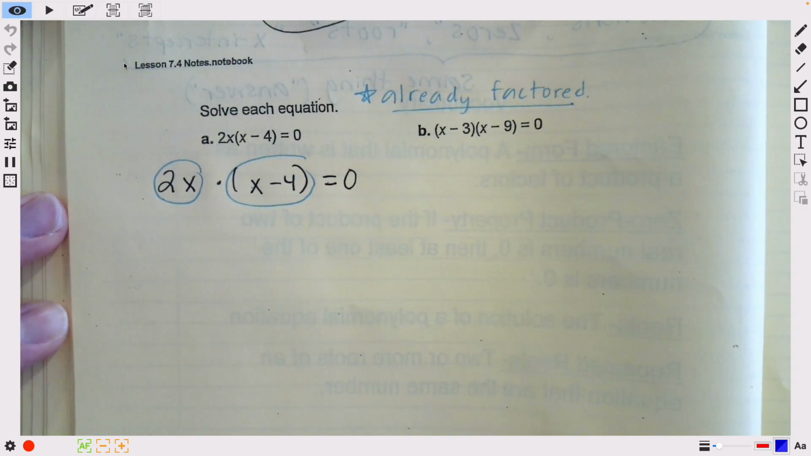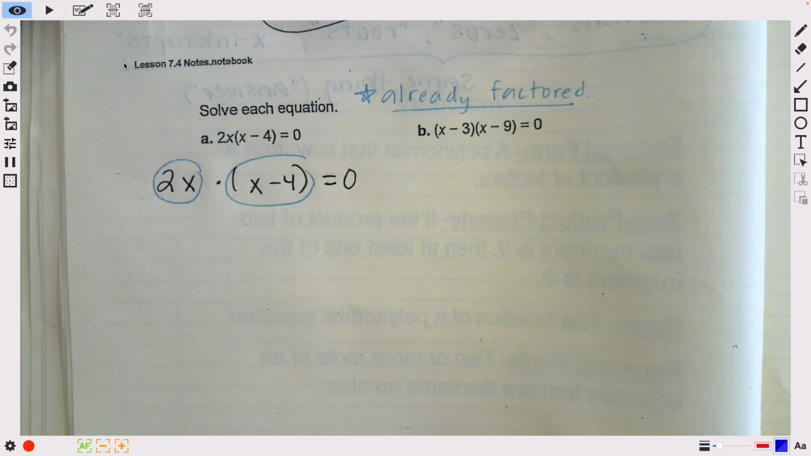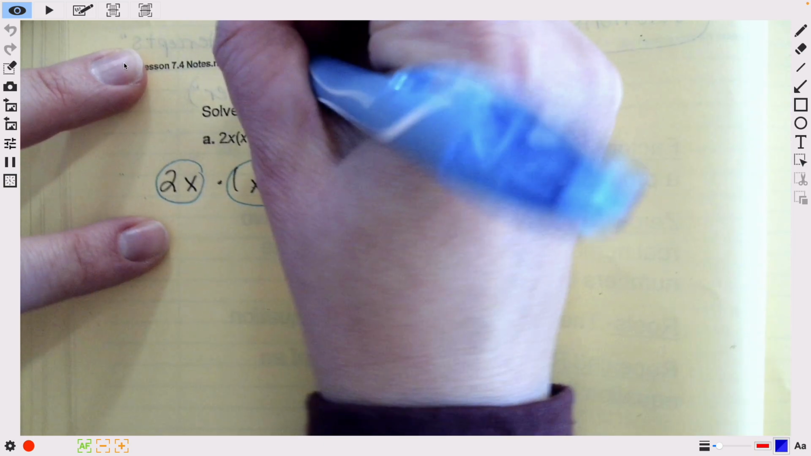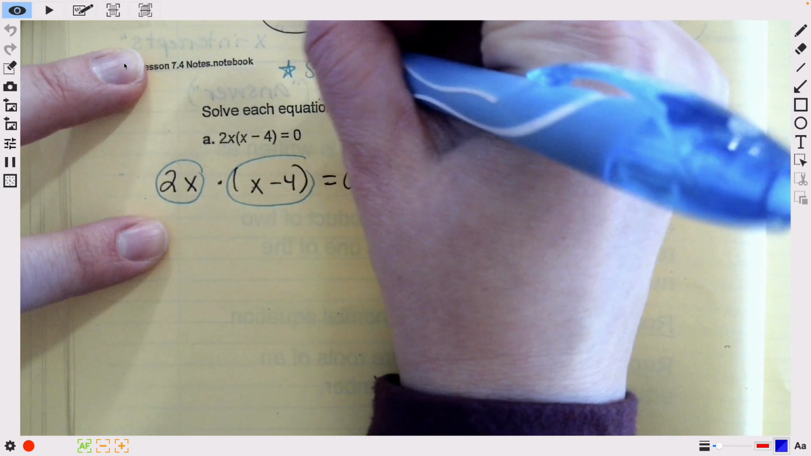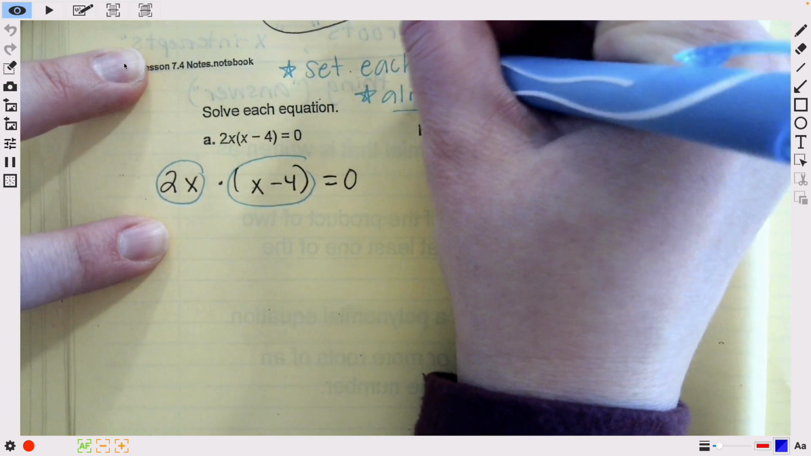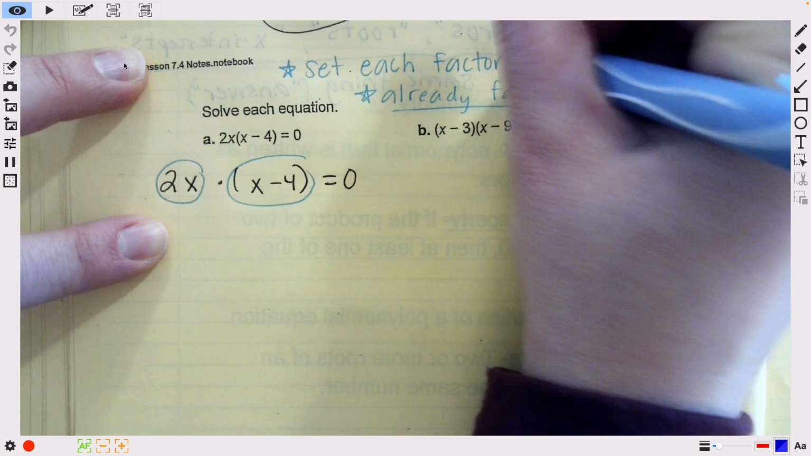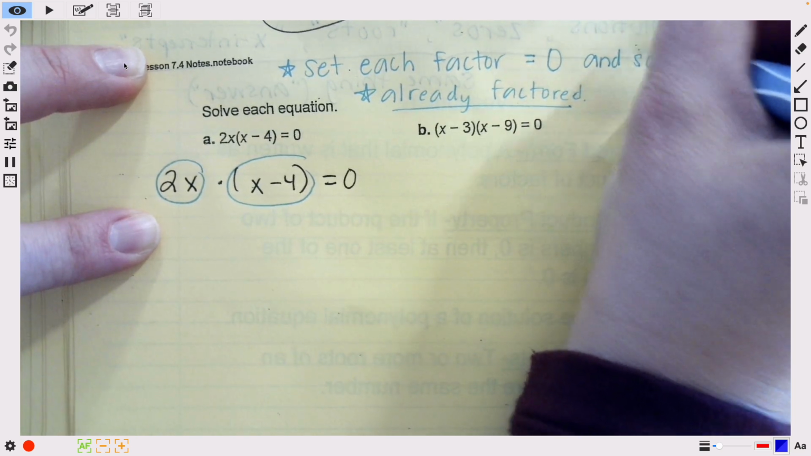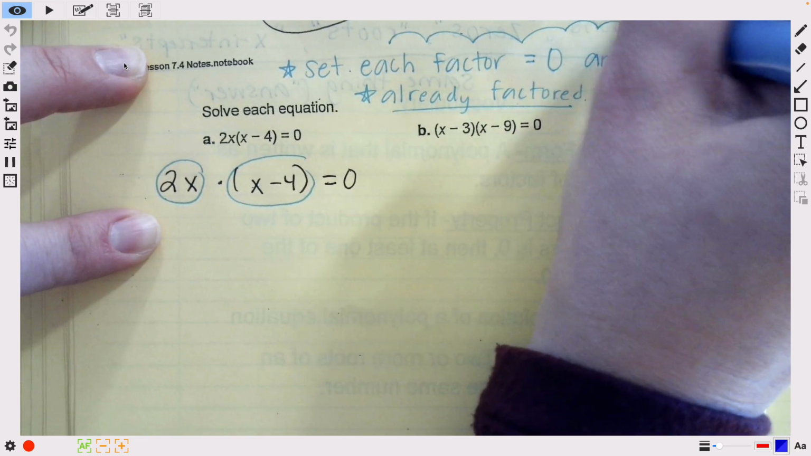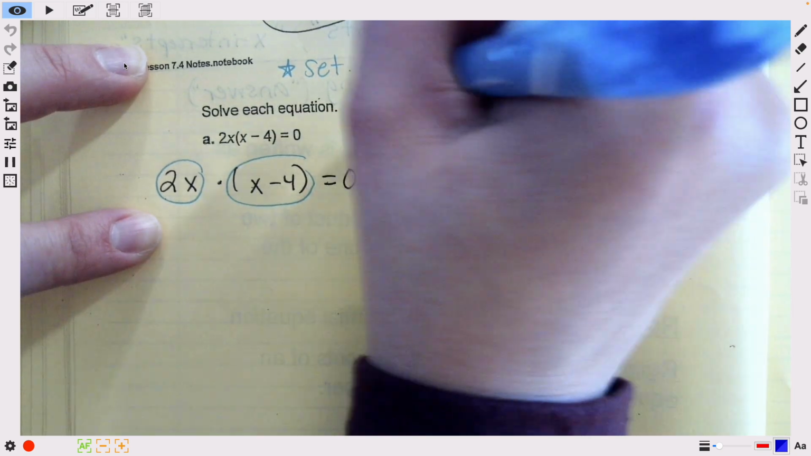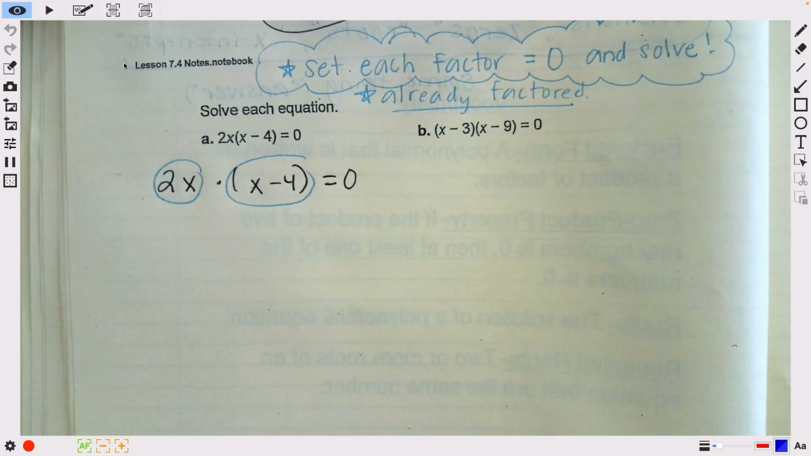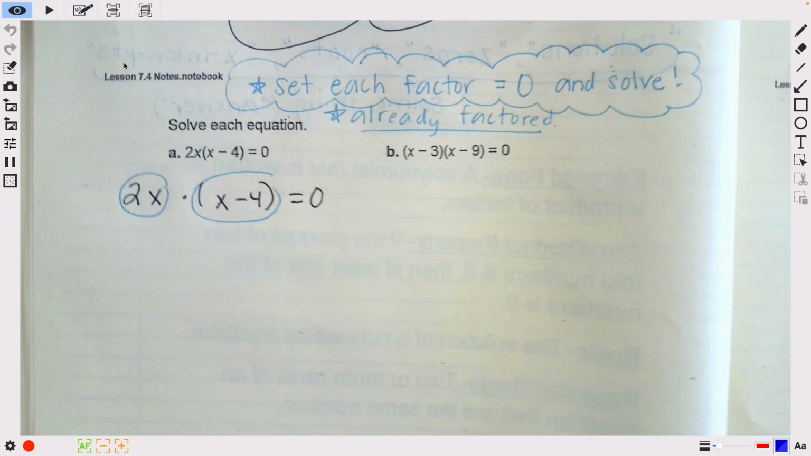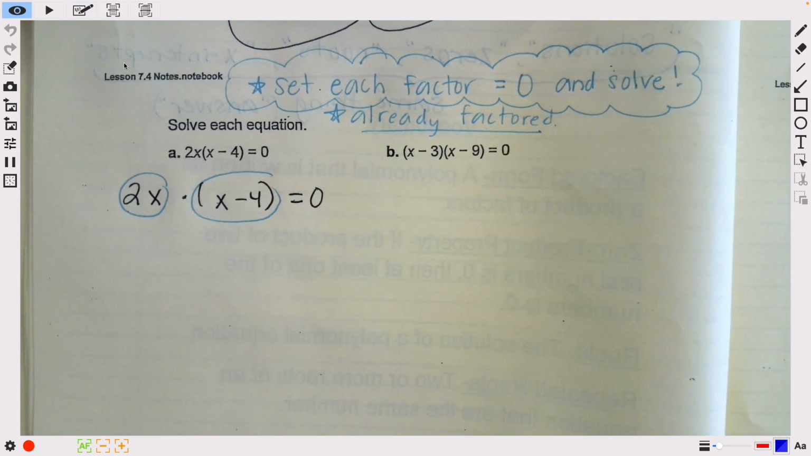So when they say solve this equation, all you have to do is set each factor equal to 0 and solve. Okay, and I will obviously explain that better in just a moment, but that's like the how-to. You're going to take each factor, you're going to set up their own separate equations equal to 0, and you're going to solve it.